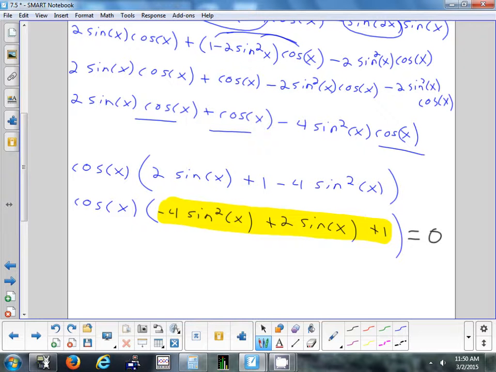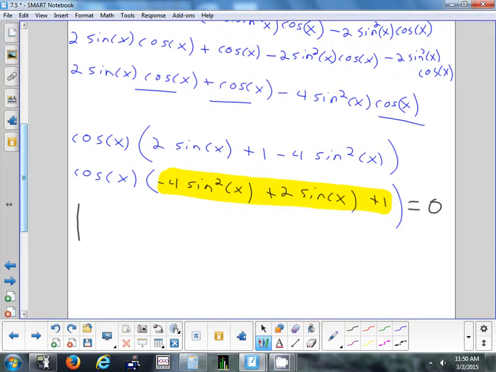Find the roots. Well, the first part we want to find when cosine x equals 0. Why? Because you're multiplying two things together and you're getting 0. The rule for that is as long as one of them is 0, 0 times anything will be 0. So there's two values that make cosine x 0.